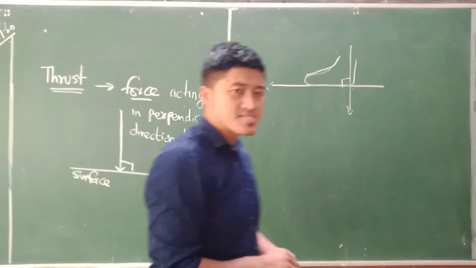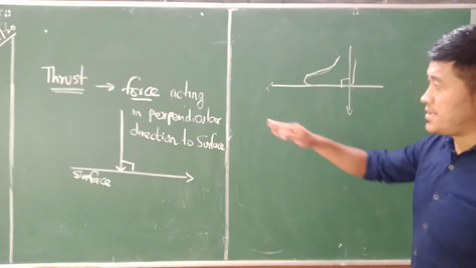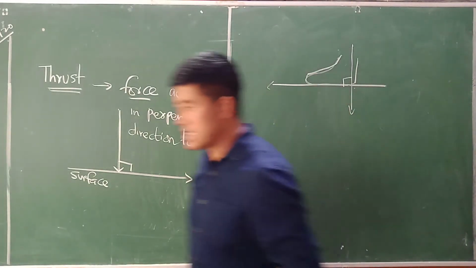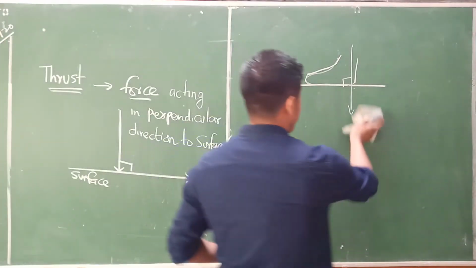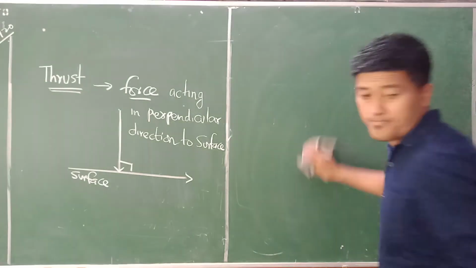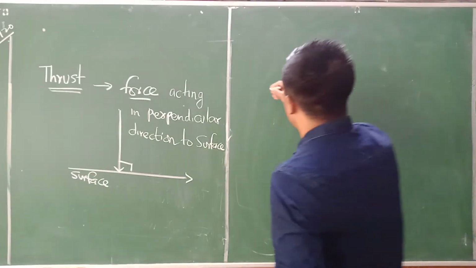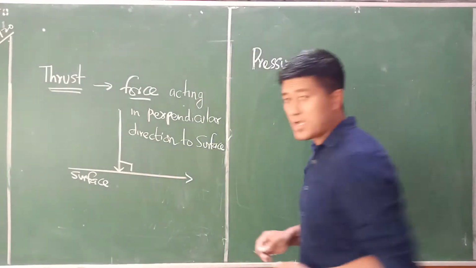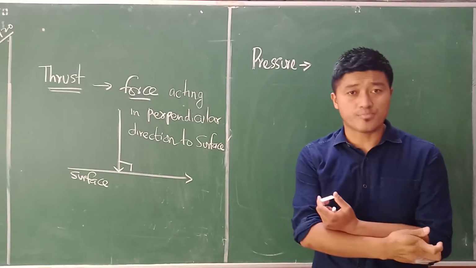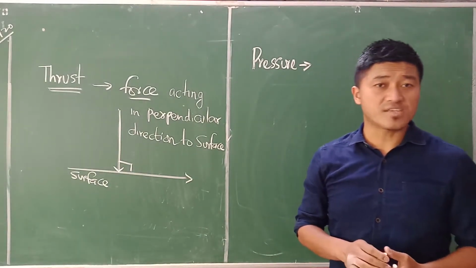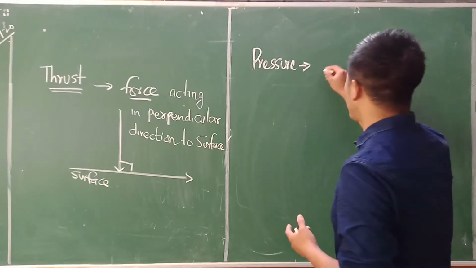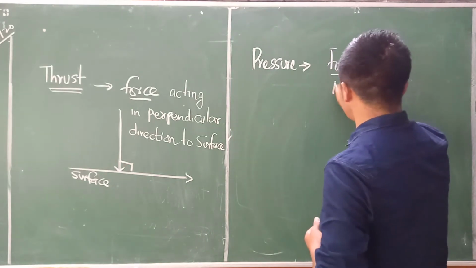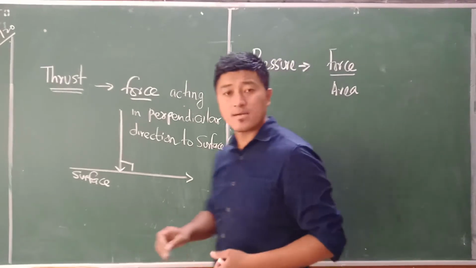Okay, so let us take some examples regarding that. Before we go for the example of thrust, we shall study a little bit about pressure. Understand pressure. I guess every one of you has heard something about pressure. But if we try to give a scientific definition for pressure, it is a force acting per unit area that we refer to as pressure.